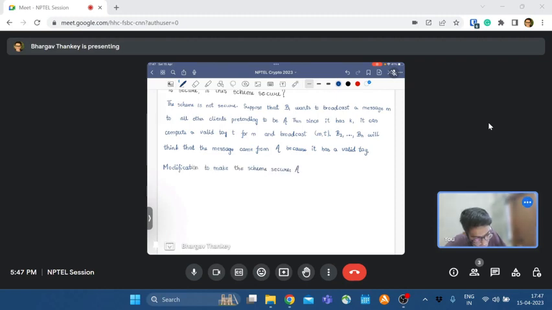A shares key Ki with Bi for all i in N, and to send message M out, it computes tags T1 to Tn, sends keys K1 to Kn, and broadcasts M, T1 to Tn.